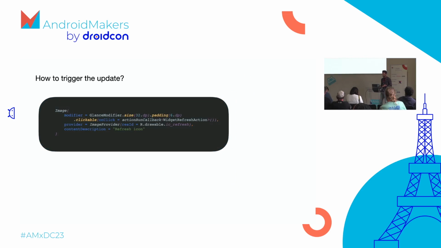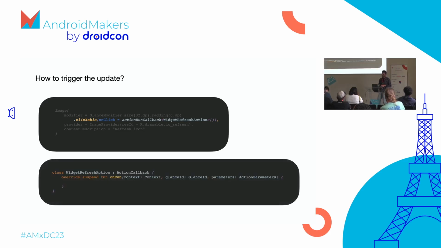But how to trigger this update? In previous slides, I showed you this refresh icon with the modifier clickable. And on click action, we can call something like action run callback. This is specific for the Glance widget, Glance class. And this is how it looks. There is a class, action callback, that you can extend, and there is one function to override that gives you already the context, glance ID, and action parameters. So everything you need to actually update this widget.